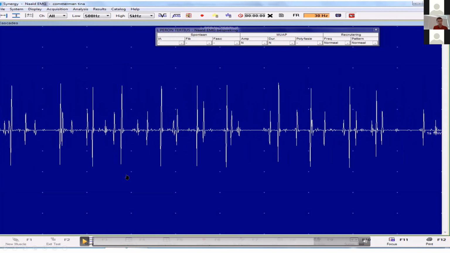When I stop the screen, here we see 1, 2, 3 motor units firing with a normal frequency in a sweep of 1 second. This is a normal recruitment pattern in the muscle, the peroneus tertius of this patient.